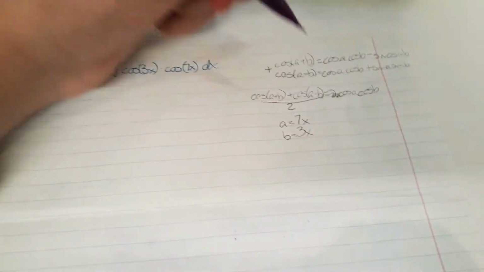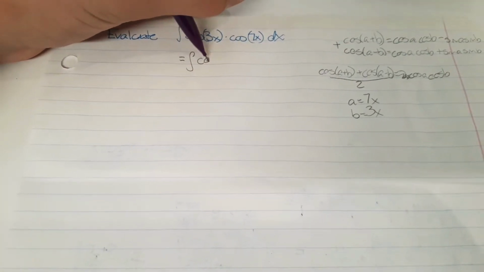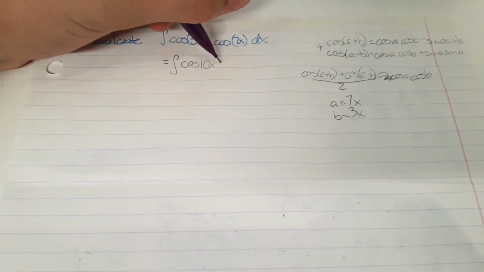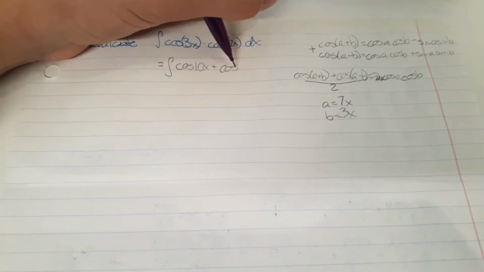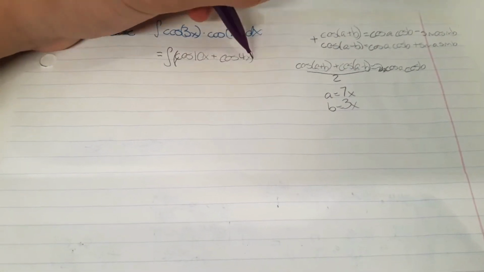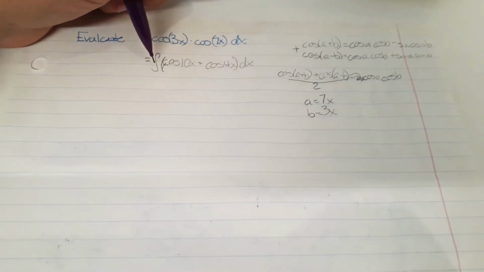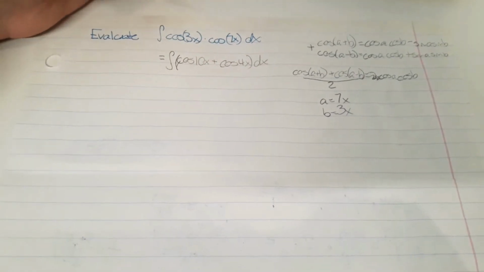So now, in this case we have a being greater than b, so I'll say a equals 7x, b equals 3x, and I can just plug it in. So cosine of a plus b is cosine of 10x, and then it's plus cosine of a minus b, that is 4x. And the reason this is so amazing is because now we have a plus instead of a multiplication sign, so we can break this up into two different integrals and solve from there.